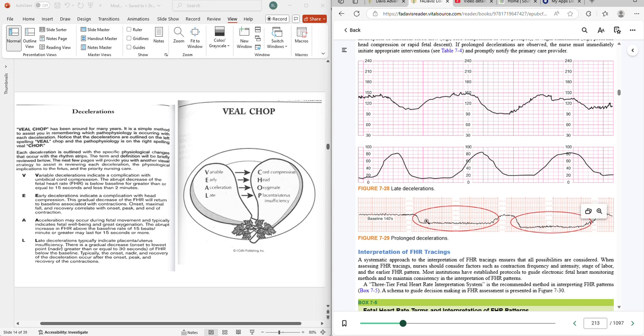Then we have a prolonged. You see how long it lasts? These are not good. This is probably when we're running to the back for a stat C-section. Okay, we don't want that because something is being compromised in our fetus.